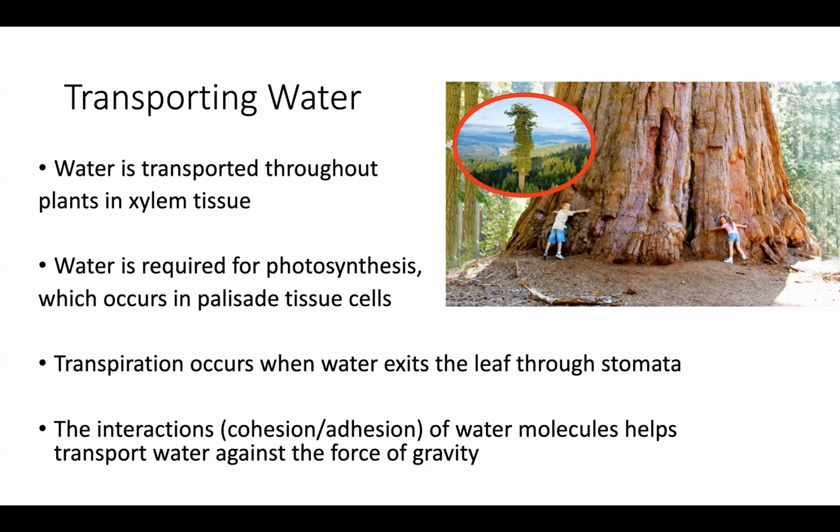We've talked about transpiration a little bit throughout this week. This process occurs when water exits the leaf through the stomata. Those are guarded and regulated by guard cells. And the interactions, cohesion and adhesion of water molecules, might be new terms to you, but we're going to talk about them in a little bit. The properties of water and the structure of the xylem and the phloem are going to help transport water against the force of gravity.